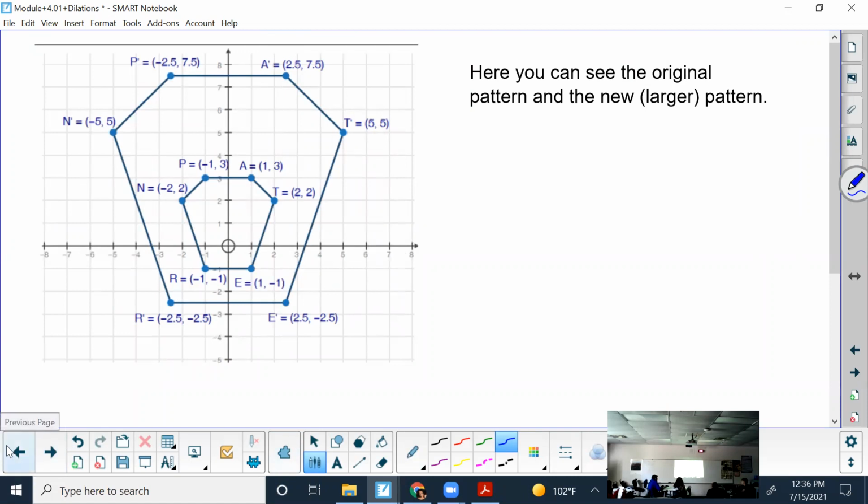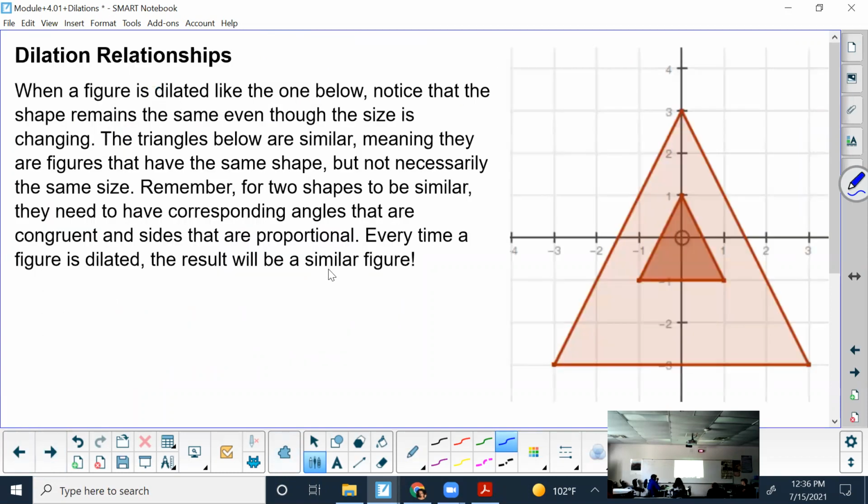So now that we've done that, let's talk more about dilation relationships. When a figure is dilated like the one below, notice that the shape remains the same even though the size is changing. So the triangle is still a triangle even though the size is changing.